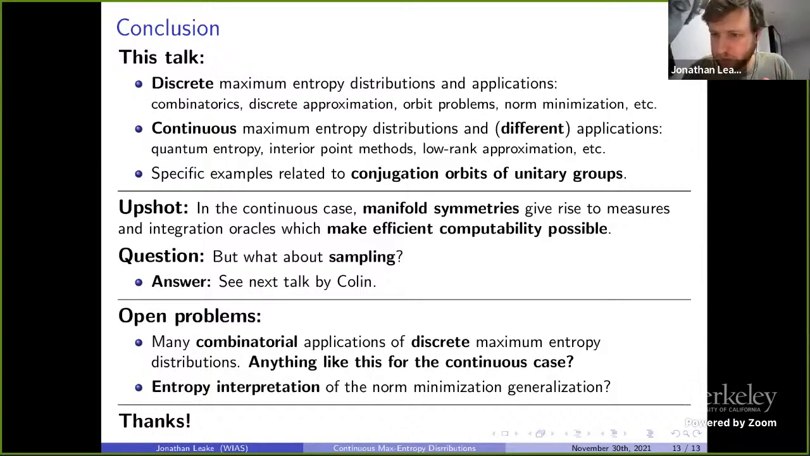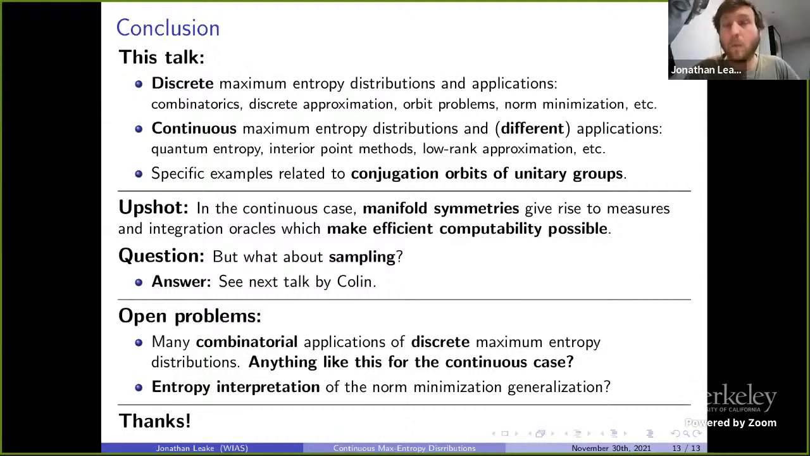Can you say again? Yes. Does it make sense to fix not only the mean, but also the variance or the covariance matrix or something like that, and then you maximize entropy? I don't know. Yeah. So I'm not sure.